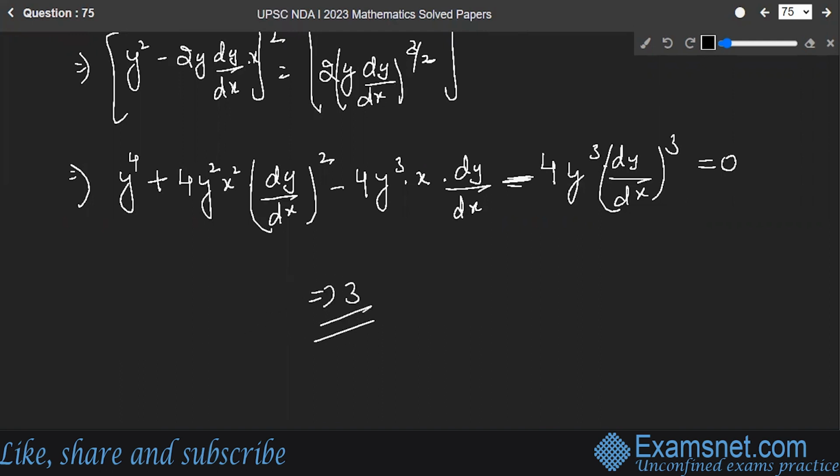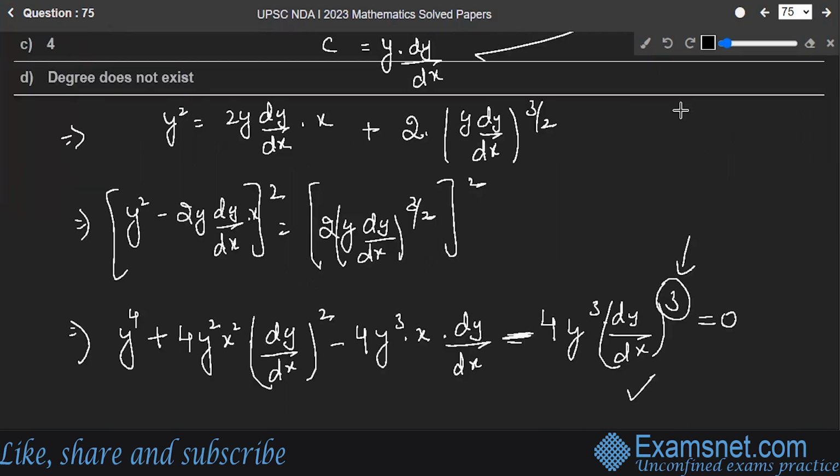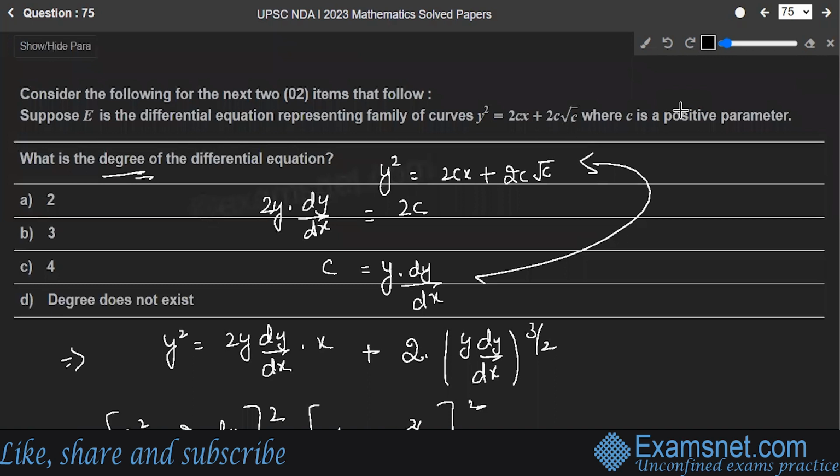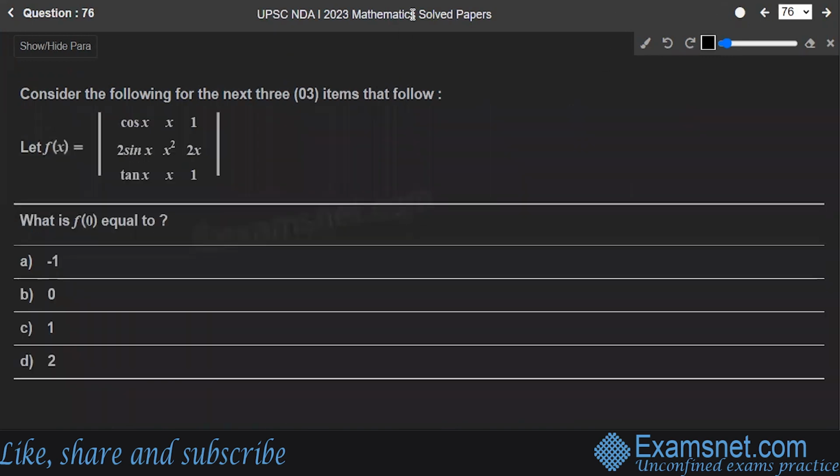How? The degree of the differential equation is equal to the highest power of the highest order derivative occurring in that equation, which is 3 in this case. So the highest power of the highest order derivative over here is 3. Therefore, the degree is 3. Option B is the correct answer. Hope you got that. Let's move to the next question.